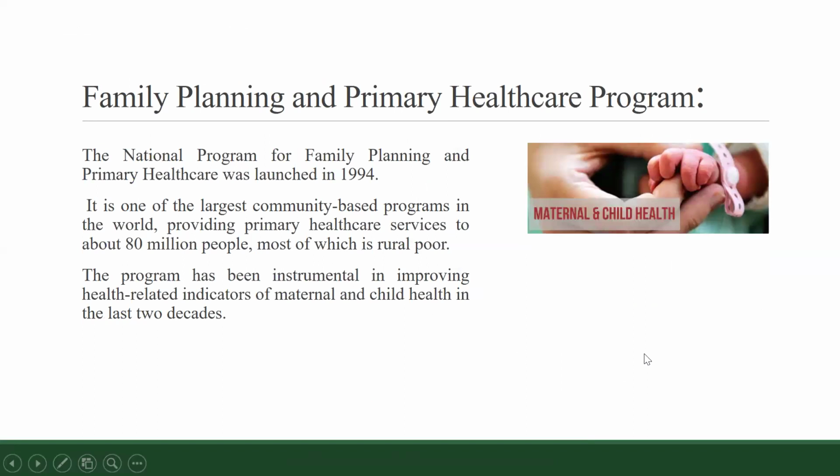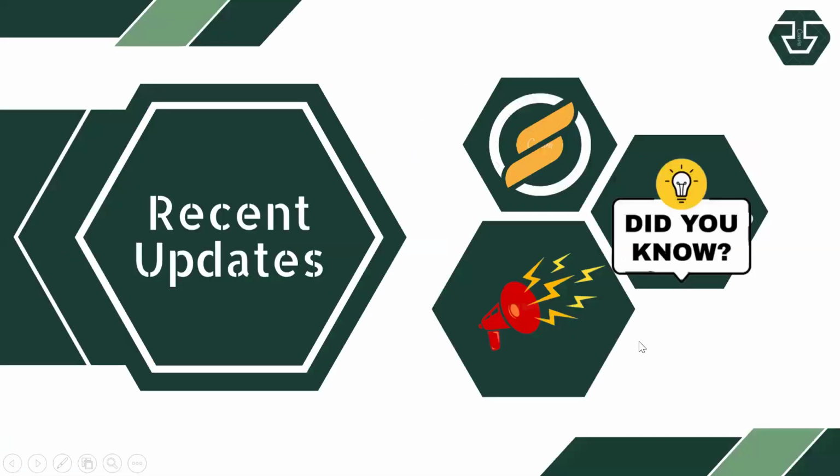Family Planning and Primary Healthcare Program. The National Program for Family Planning and Primary Healthcare was launched in 1994. It is one of the largest community-based programs in the world, providing primary healthcare services to about 80 million people, most of which is rural poor. The program has been instrumental in improving health-related indicators of maternal and child health in the last 2 decades.